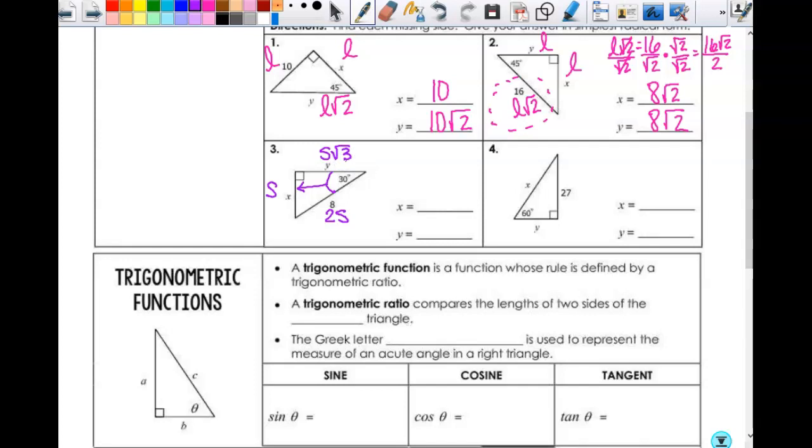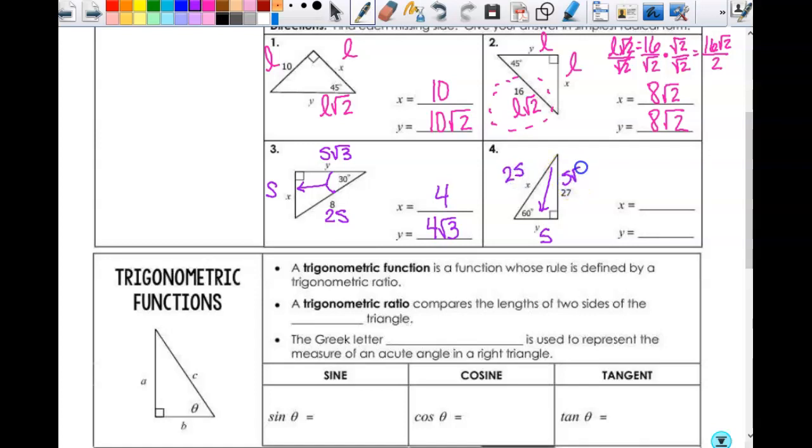So we've labeled it, but I don't know that we need to show a whole lot of work. If 2S equals 8, what is S? 4. So that means x is 4. And what is y? 4 square root of 3. Maybe you could have done it even without labeling, just seeing it. But sometimes writing down the labels so you don't get things mixed up is not a bad idea. Then on number 4, this is 60, so this is 30, so this is the short leg. Hypotenuse is 2 times the short leg.